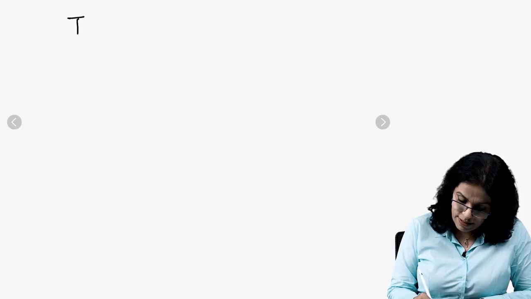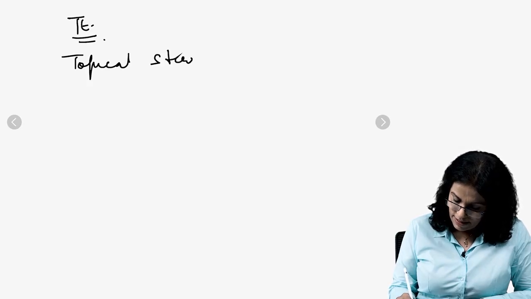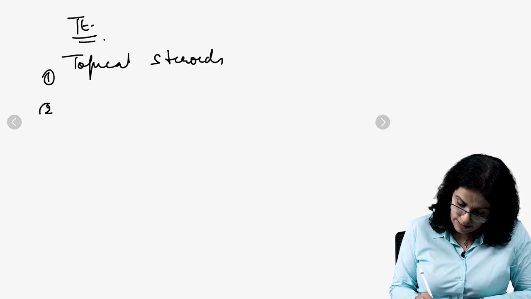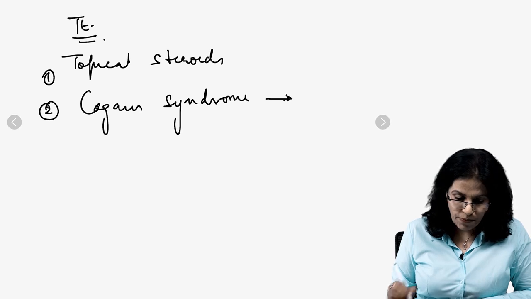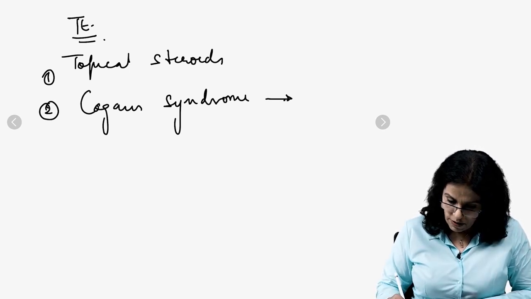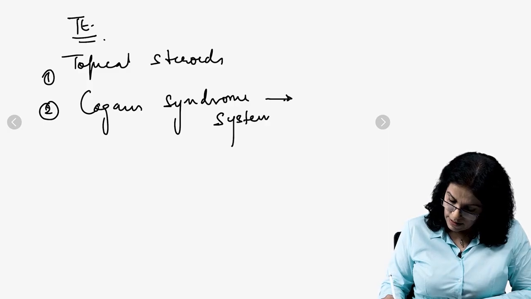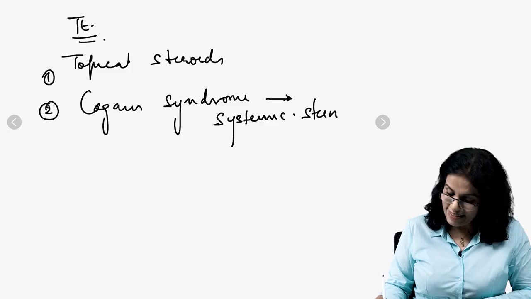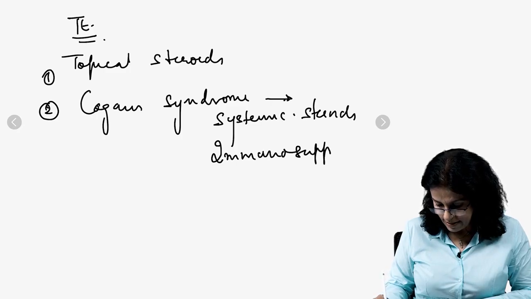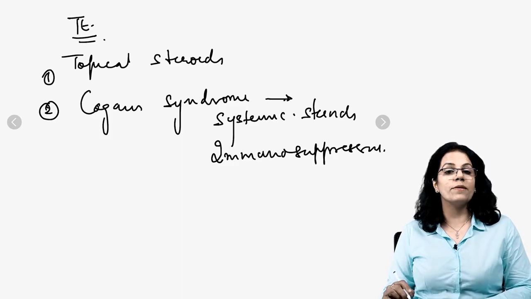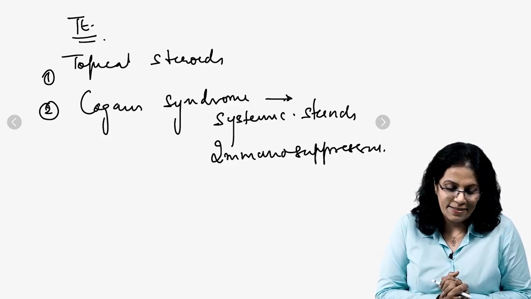So what is the treatment? Next we talk about the treatment. Because the majority is immune mediated, we are giving topical steroids, right? And in case of Cogan syndrome, along with the topical, we may need to give oral, systemic steroids. Or sometimes what is needed is also immunosuppressive drugs. Immunosuppressive therapy may be required.